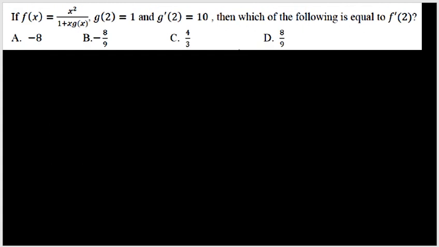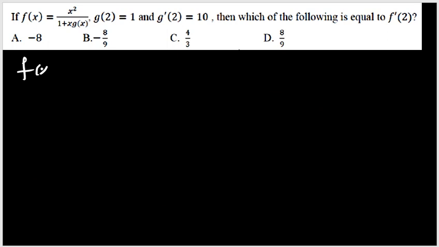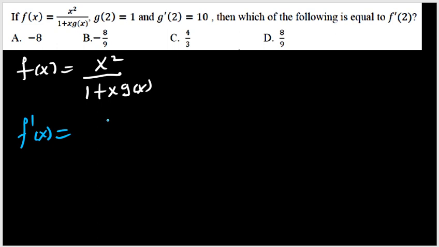The last question for today, we have a function f of x, which is x squared over 1 plus x g of x, and then we are given g of 2 and g derivative at 2, so we need to find f derivative at 2. So first let's differentiate f of x. We will apply the quotient rule here, the upper derivative times the lower as it is, 1 plus x g of x.